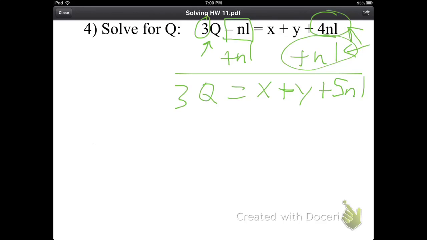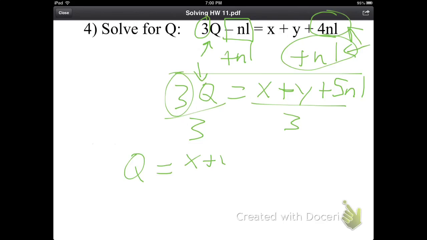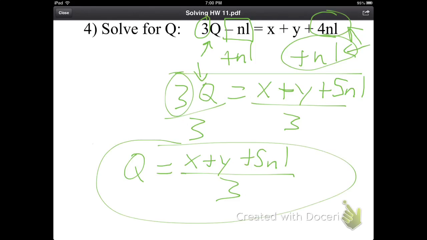Now my next step, I'm still trying to get q by itself, is to get rid of this 3 that's in the way. It's 3q, so that means 3 times q. Get rid of the 3 by dividing both sides by 3. And now we got q equals x plus y plus 5L, all over 3. And that is it. Done.